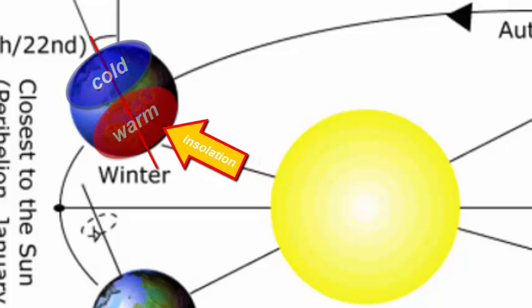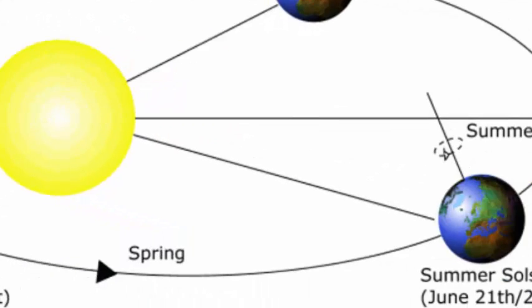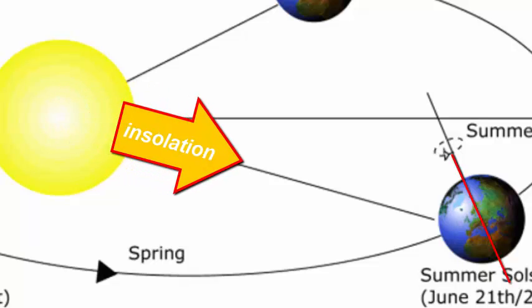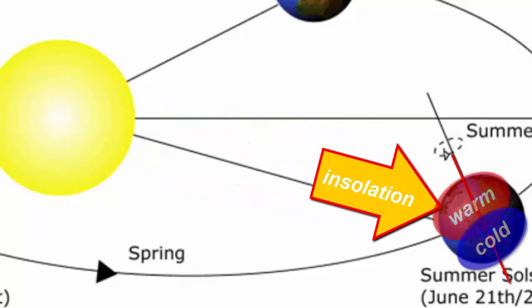Now, we should also mention that if you were in the southern hemisphere, you'll see the opposite. In our wintertime, when we're tilted away, the south is tilted towards the sun. So it's their summertime. And in our summertime, the southern hemisphere is tilted away from the sun. So it's their wintertime.